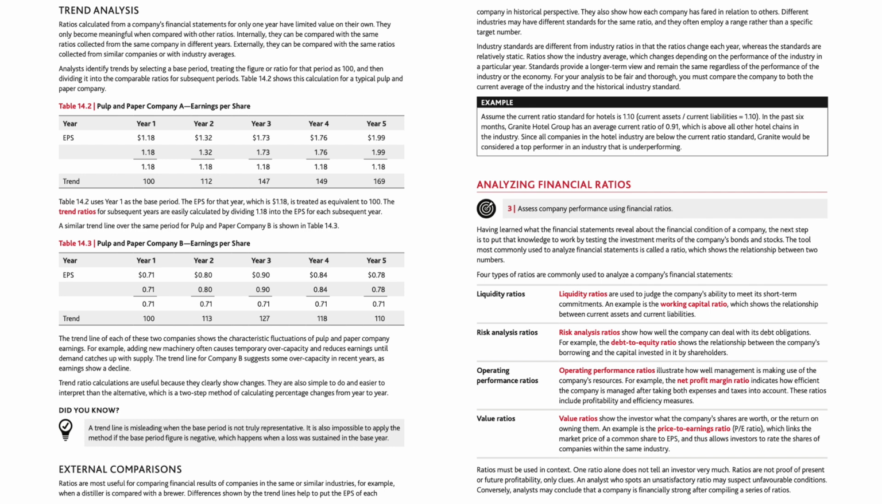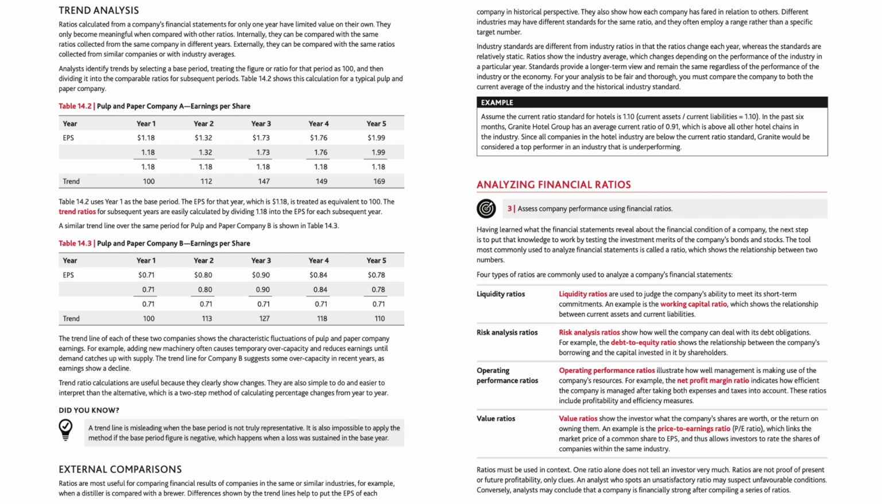Here's an example. Assume that the current ratio standard for hotels is 1.1, which is current assets divided by current liabilities. In the past 6 months, Granite Hotel Group has an average current ratio of 0.91, which is above all other hotel chains in the industry at that time. Since all companies in the hotel industry are below the current ratio standard, Granite would be considered a top performer in an industry that is underperforming.